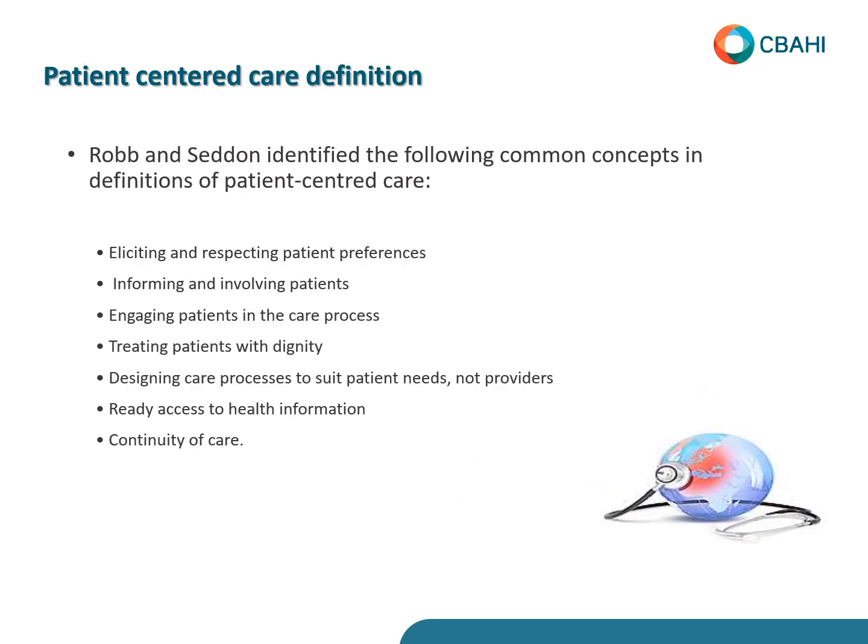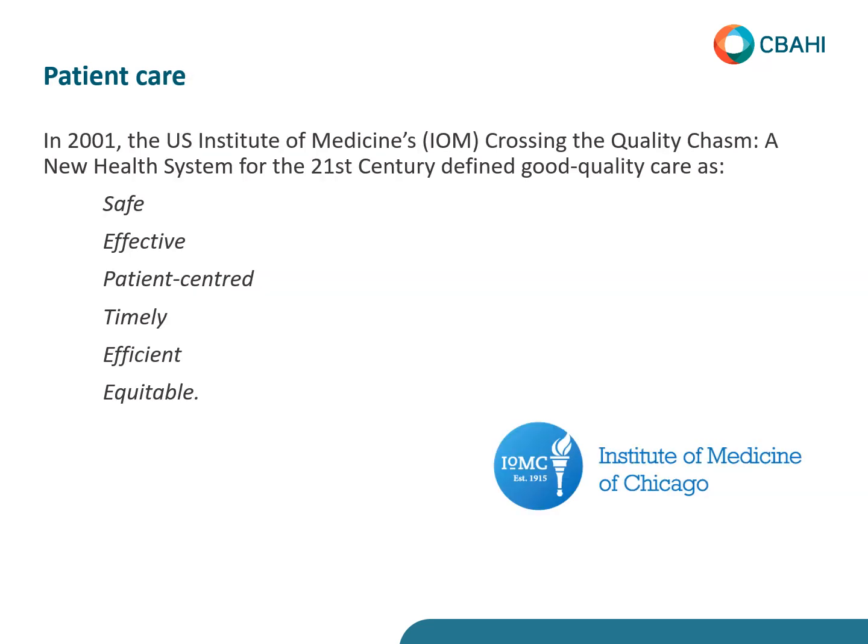Rupp and Seddon identify the following common concepts and definitions of patient-centered care: eliciting and respecting patient preference, informing and involving patient, engaging patient in care process, treating patient with dignity, designing care process to suit patient needs, ready access to health information, continuity of care. Crossing the Quality Chasm by the Institute of Medicine defined good quality care in 2001 as safe, effective, patient-centered, timely, efficient, equitable.